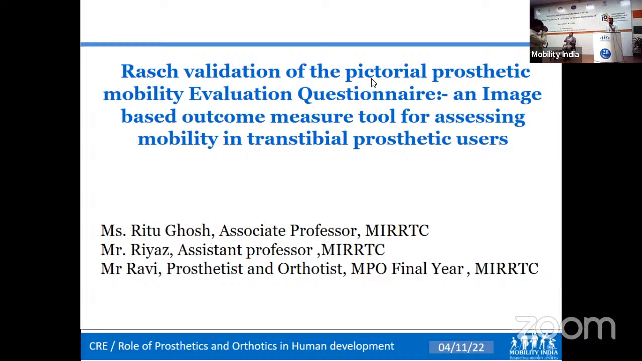Today I'm going to discuss the validation of the Pictorial Prosthetic Mobility Evaluation Questionnaire, an outcome measure tool for assessing mobility in transtibial prosthetic users.